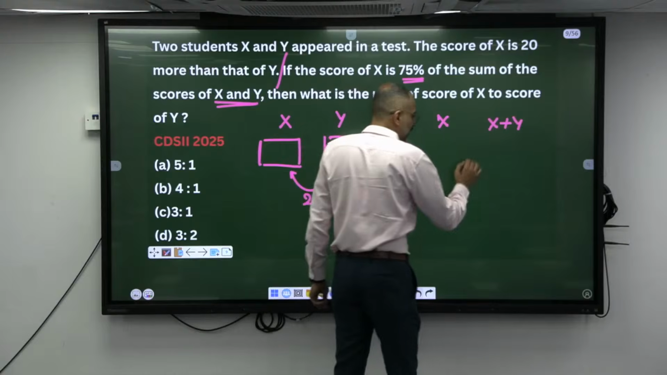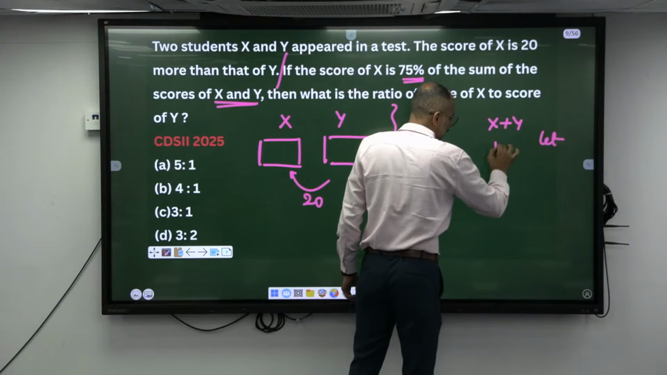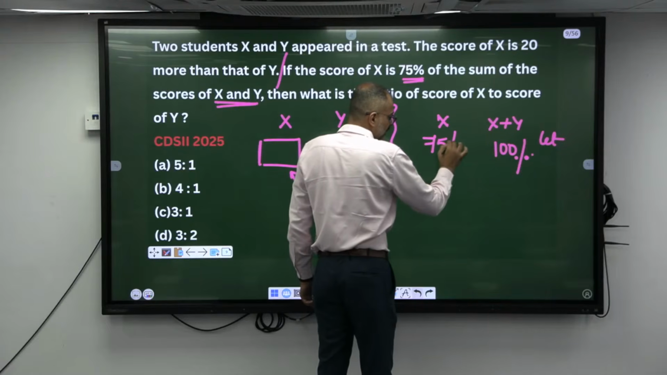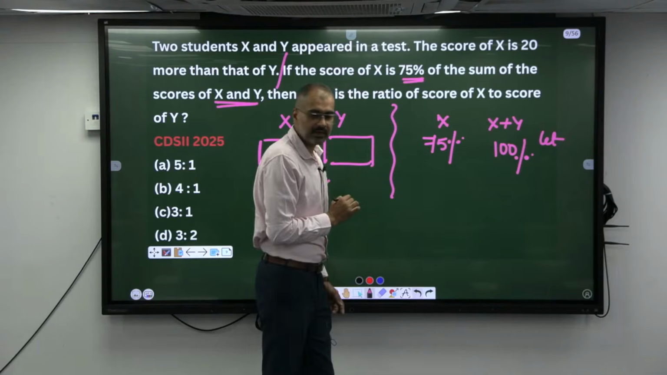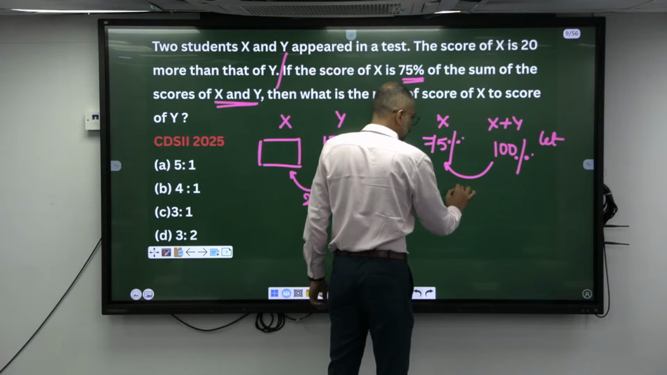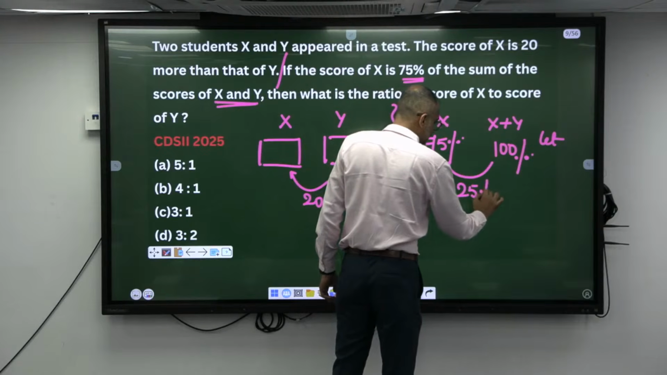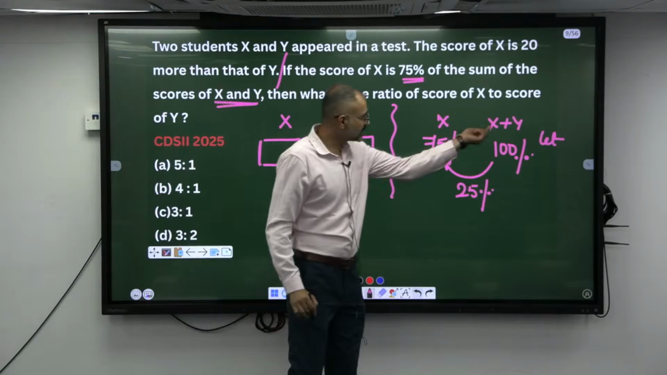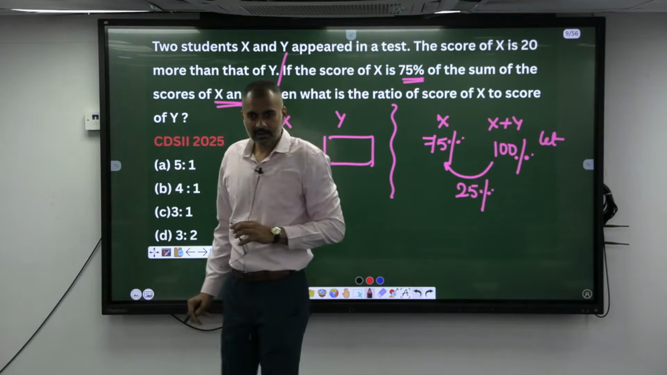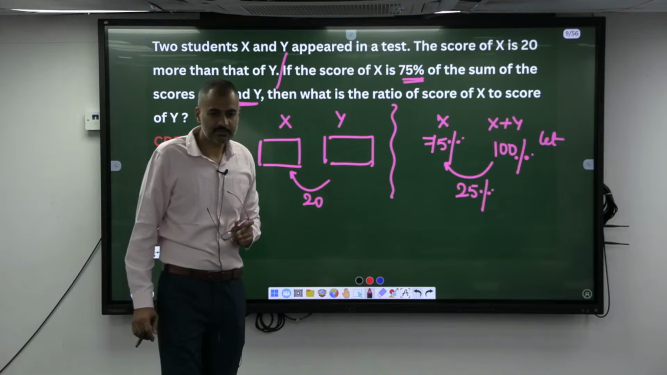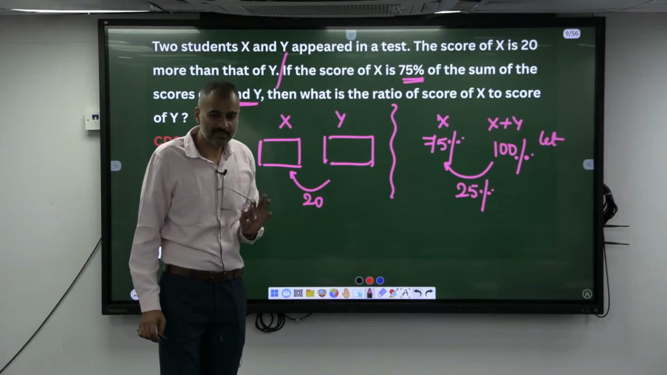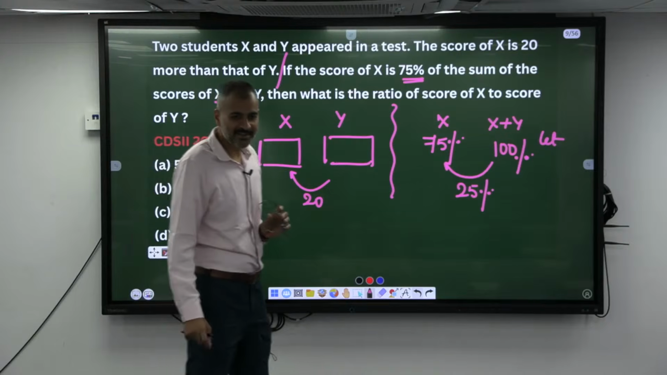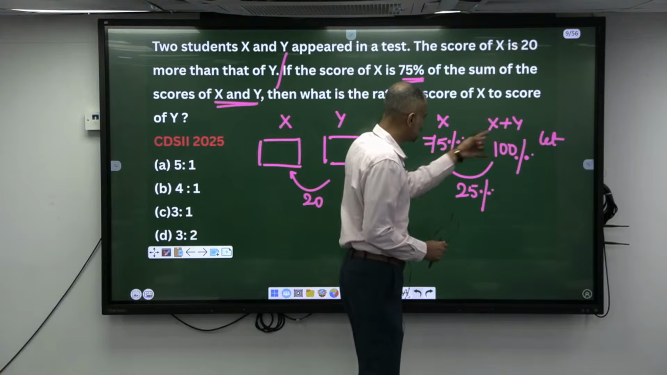Now let's consider x plus y is 100%. So x has to be what percent? 75%, isn't it? So what is the difference between these two? 25%. Agree? Now what is the difference between x and x plus y?